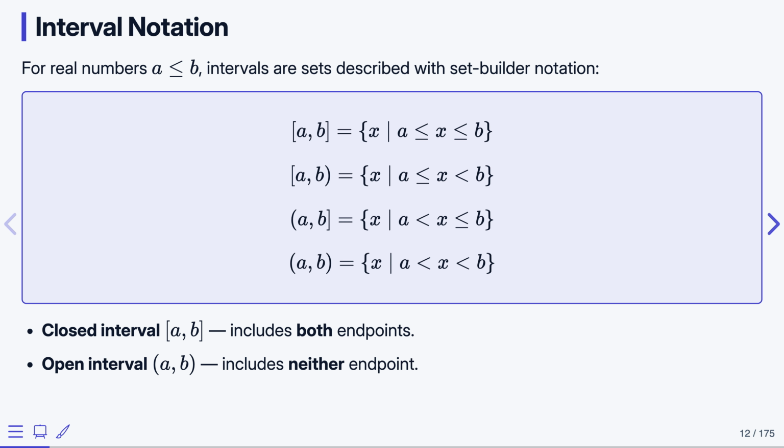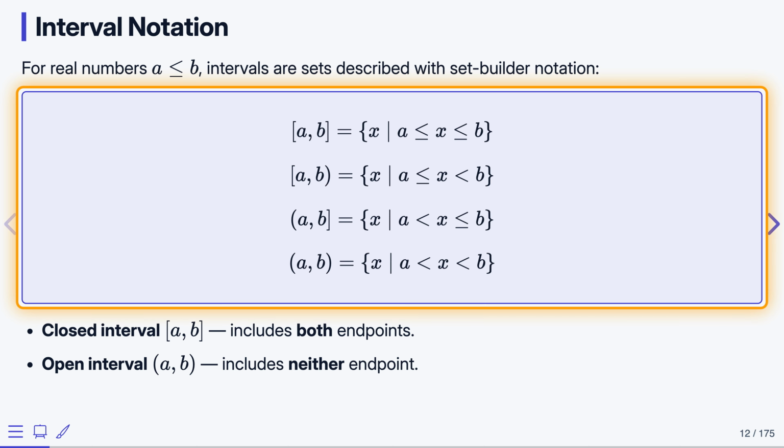Intervals of real numbers are just sets, and we describe them with set builder notation. A square bracket means the endpoint is included. A round bracket means it is not. First, 2 square brackets from a to b: that is all x with a less than or equal to x, and x less than or equal to b. Both ends are in. Second, square bracket a, round bracket b: here the left end is in, and the right end is out. Third, round bracket a, square bracket b: that is the other way round. The left end is out and the right end is in.